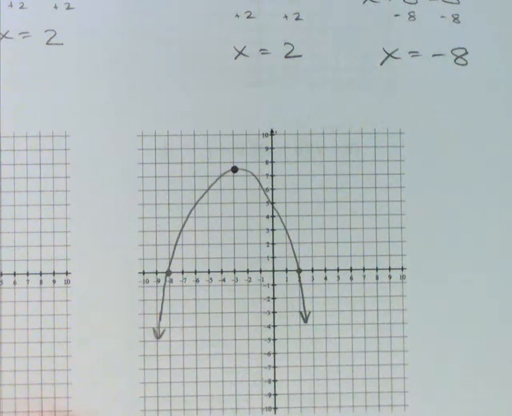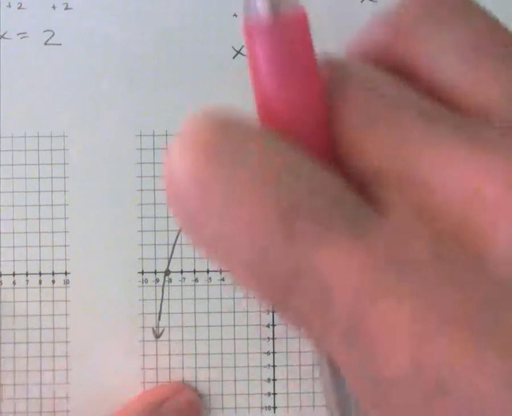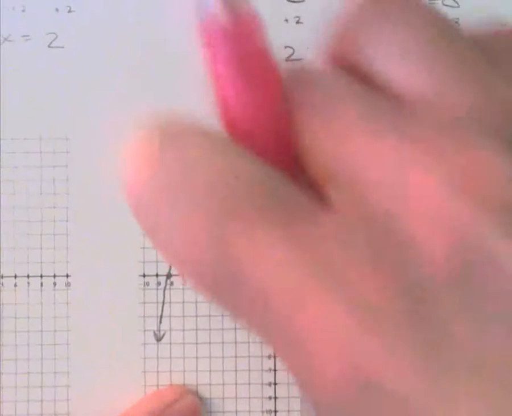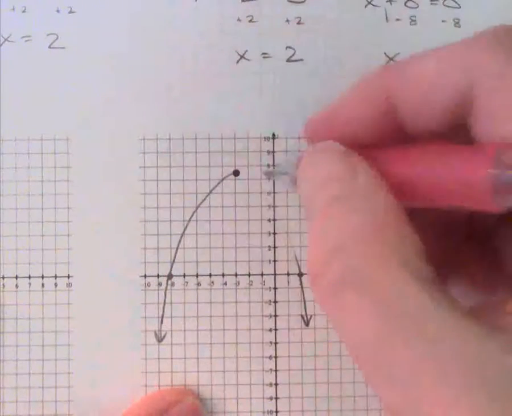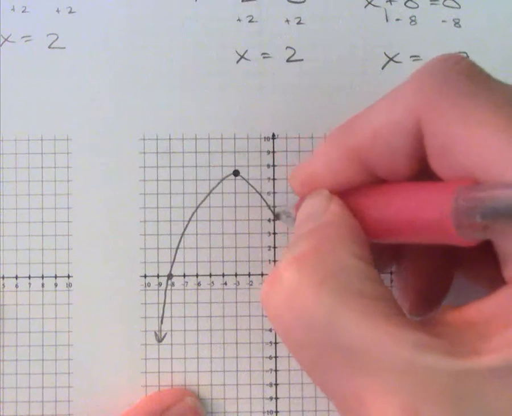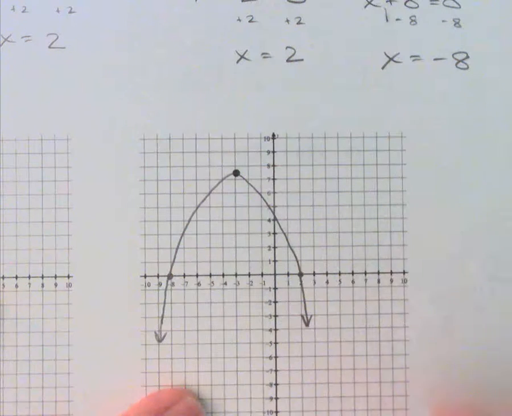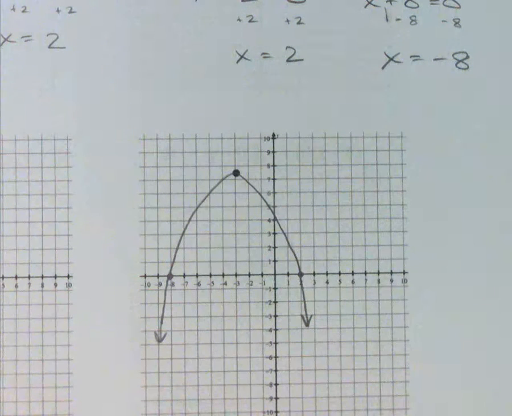And there's my parabola. Probably make that look a little better. Then it needs to look like a U and not a V. And then we're good.